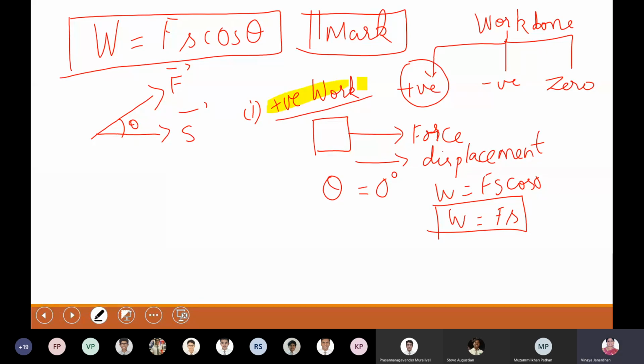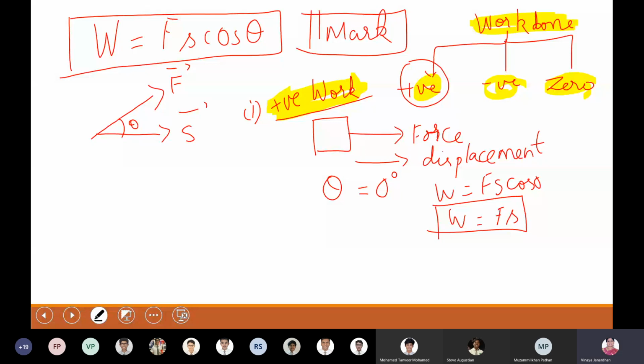Ma'am, can you show the previous slide 1 second? If I go, then I cannot erase. I'll finish this and I'll move back, right? Okay, ma'am, fine. Boys, copy down this one, which is highlighted: work done, positive, negative, and 0. So under that, we'll go for positive work.